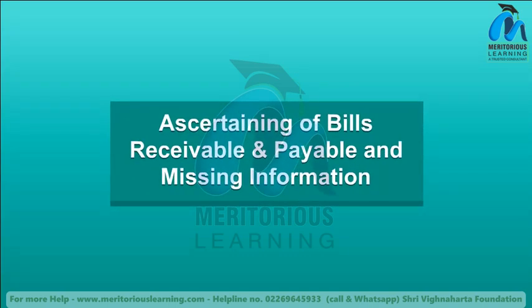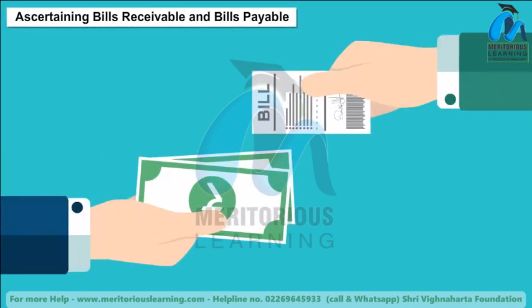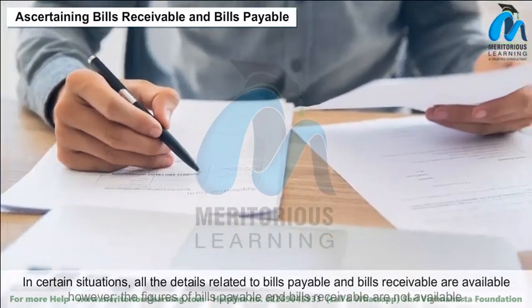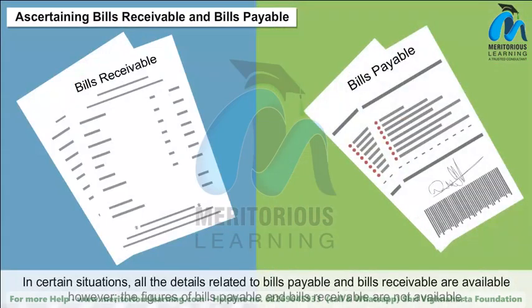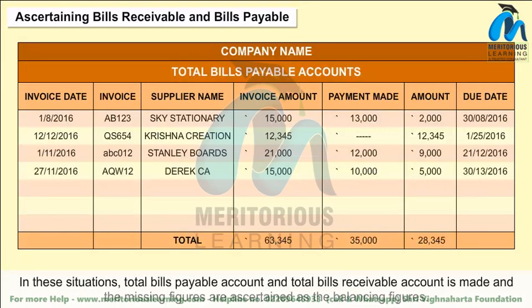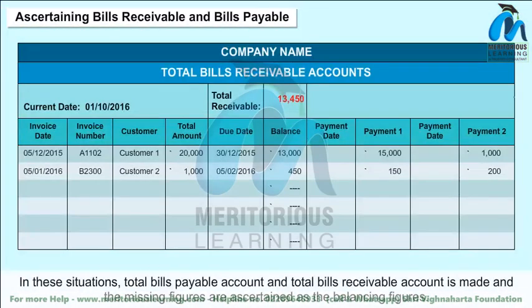Ascertaining of bills receivable and payable and missing information. Ascertaining bills receivable and bills payable. In certain situations, all the details related to bills payable and bills receivable are available. However, at times the figures of bills payable and bills receivable are not available. In these situations, a total bills payable account and a total bills receivable account are made and the missing figures are ascertained as the balancing figures.